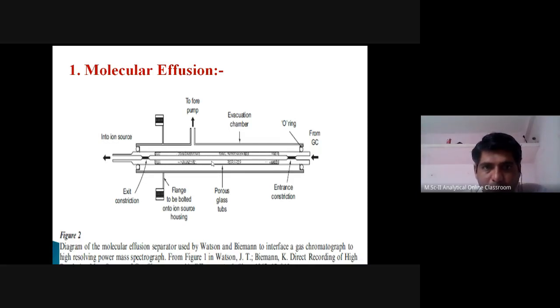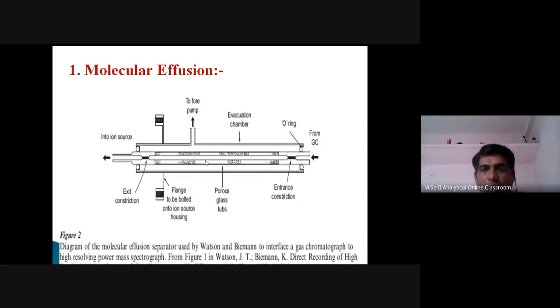Okay, here you can see that this is the pump. So here you can take out the pressure by using a pump, a vacuum pump, we can say. Okay, and it is called the evacuation chamber. So this outer tube is called the evacuation chamber. Now, inside the evacuation chamber, there is one tube. So this is the one tube. Okay, and this tube is called a porous glass tube. Okay, porous glass tube means what?